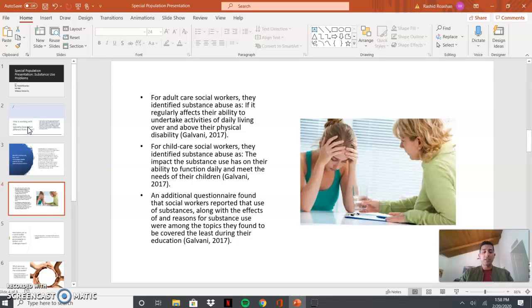An additional questionnaire found that social workers reported that the use of substances, along with the effects of and reasons for substance use, were among the topics they found to be covered least during their education. So again, this is where the lacking of confidence and competency in this area is really plaguing social workers in this England study.